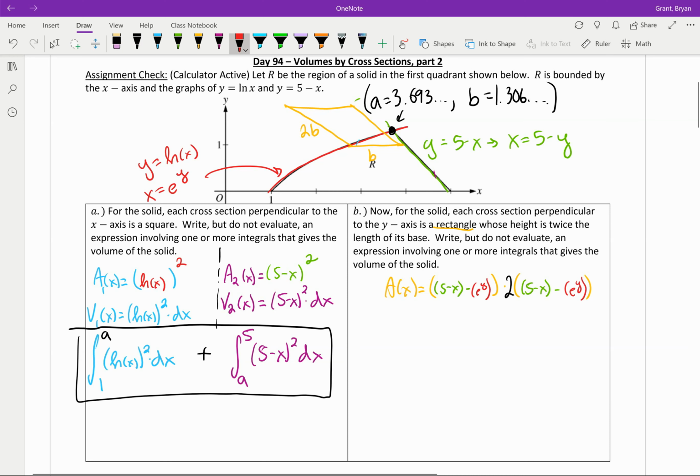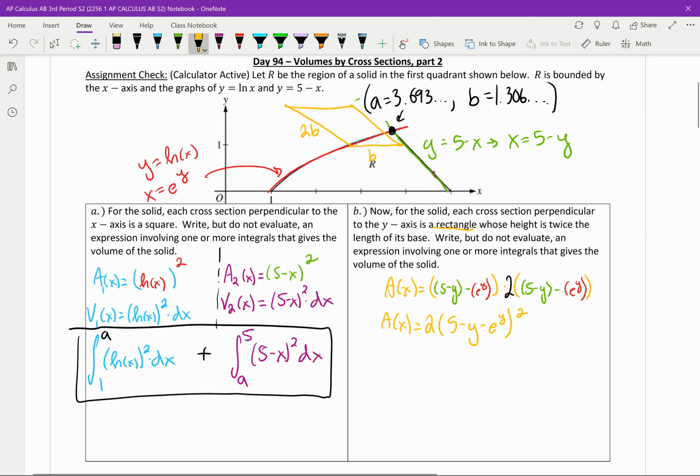Now, I wrote in 5 minus x twice because apparently my brain is on crazy pills. So let's try this again. It should, of course, be 5 minus y. And I instantly realized that when I looked at e to the y and realized, wait, I'm using y's, but I wrote an x. So let's simplify this down slightly. And I think this is just going to become, let's move the 2 out front, 5 minus y minus e to the y squared. There's my area function.